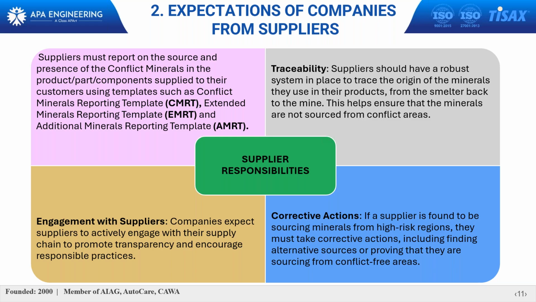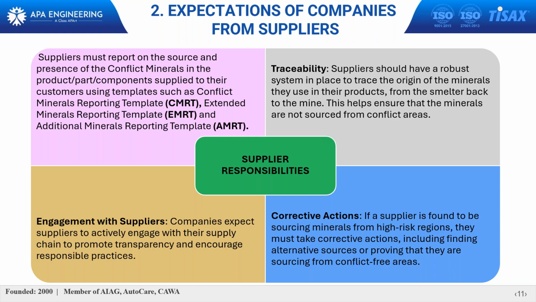Second, traceability. Suppliers should have a robust traceability system to track the origin of minerals used in their products. This involves tracing minerals from the smelter back to the mine, ensuring that the minerals are not sourced from conflict zones. Third, engagement with suppliers. Companies expect suppliers to actively collaborate within the supply chain. The goal is to promote transparency and adopt responsible sourcing practices. Suppliers should be proactive in responding to queries and sharing data accurately.